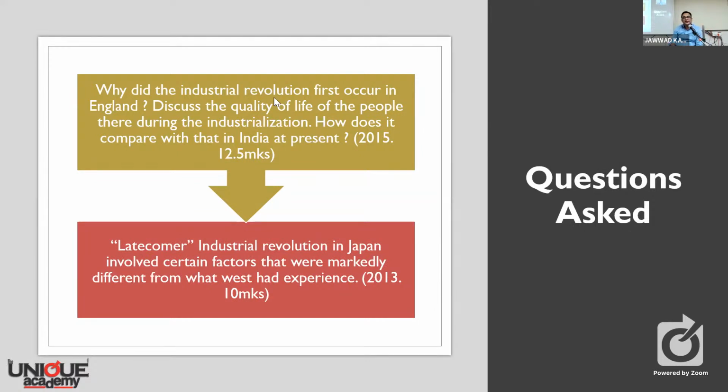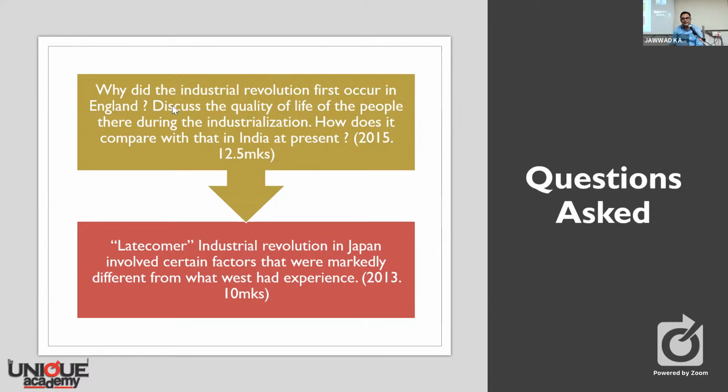Now read the question and tell me which C can you see there out of our 9 C's. पहला part पढ़िए. Why did the industrial revolution first occur in England? कौन सा C आया इधर? Conditions. All agree with this?